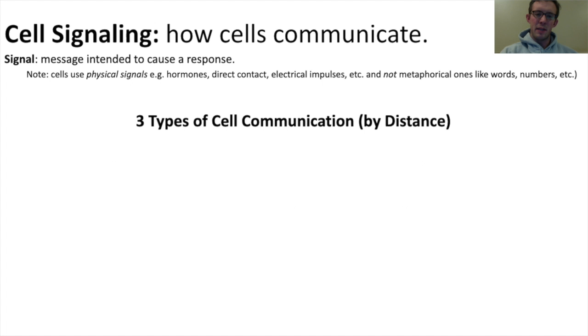Hey Bio Team. So you guys learned today that cells have the ability to send and receive physical signals with other cells. And so this type of communication can be broken down by the distance which these signals travel.